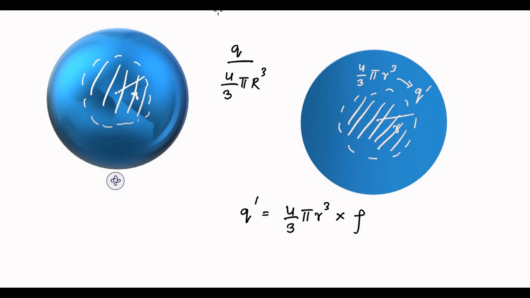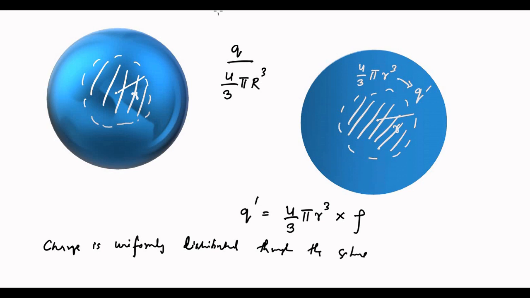Charge is uniformly distributed throughout the sphere with volume charge density rho, rho coulomb per meter cube or per centimeter cube, or whatever units you are using.